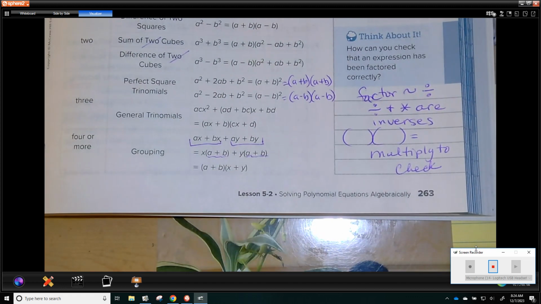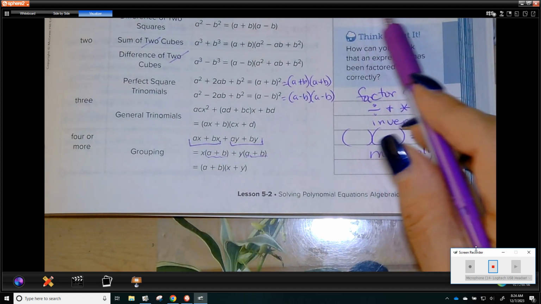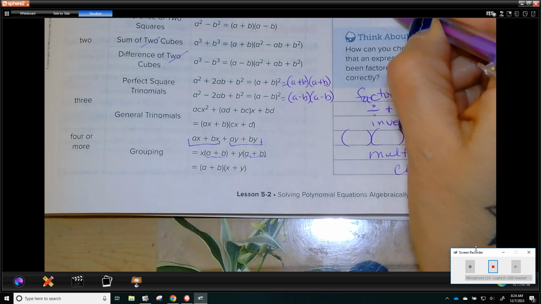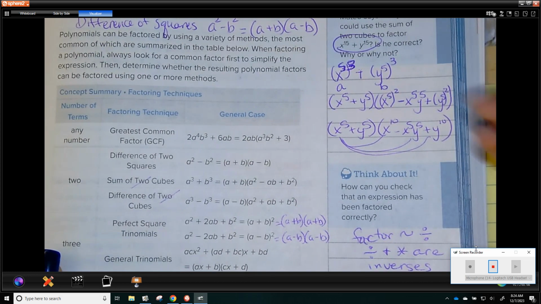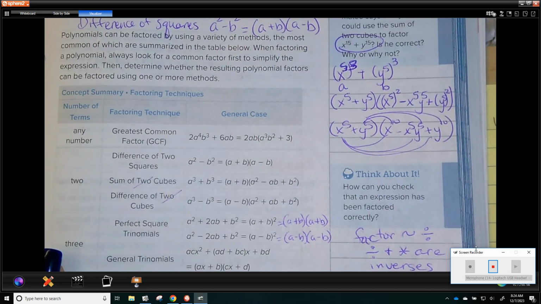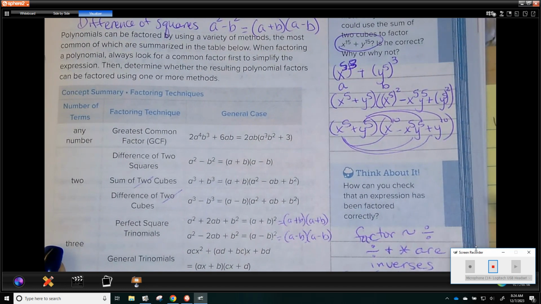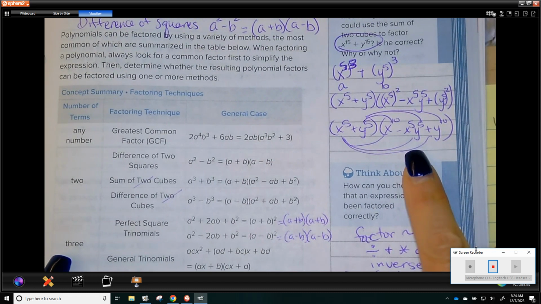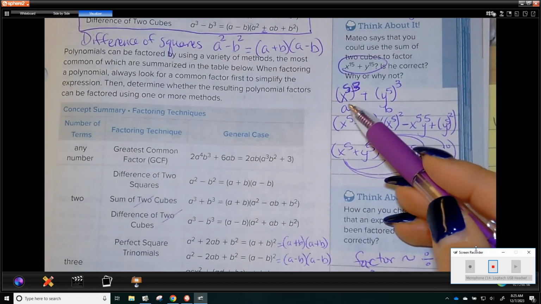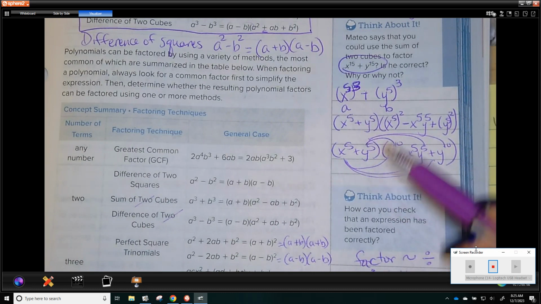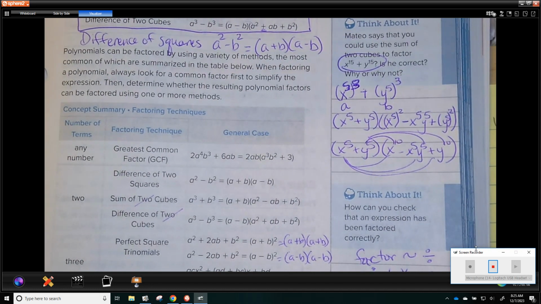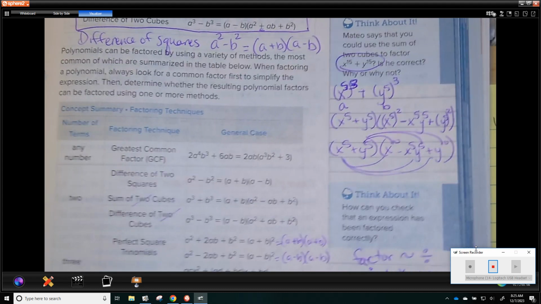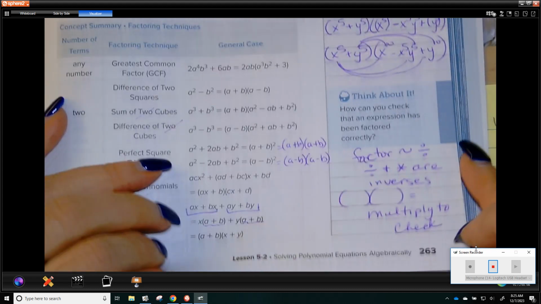Now with cubes, it's a little difficult to multiply. You have to do the 6 terms, this to all 3. Oh, you can't see what I'm writing. And then this to all 3, so you get 6 terms. But you can multiply it and everything will drop out except for x, this plus y to the fifth to the third. All right, so multiply to check anytime you factor.